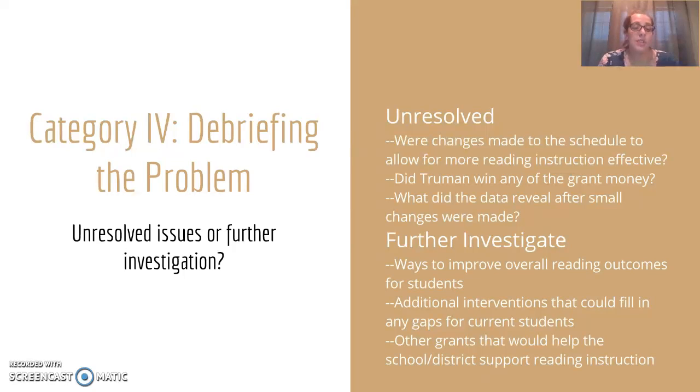And any unresolved issues or further investigation. Were the changes that were made to the schedule to allow for more reading instruction effective? Did Truman get any of that grant money? And what did the data reveal after those small changes would have been made? Things to further investigate, ways to improve overall reading outcomes for students.